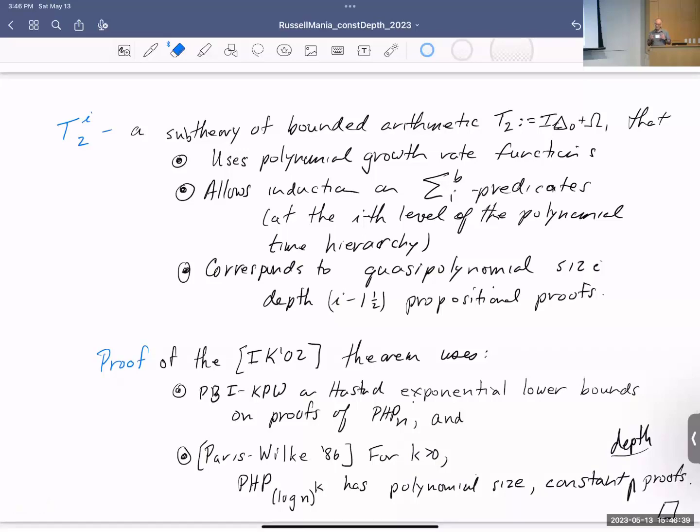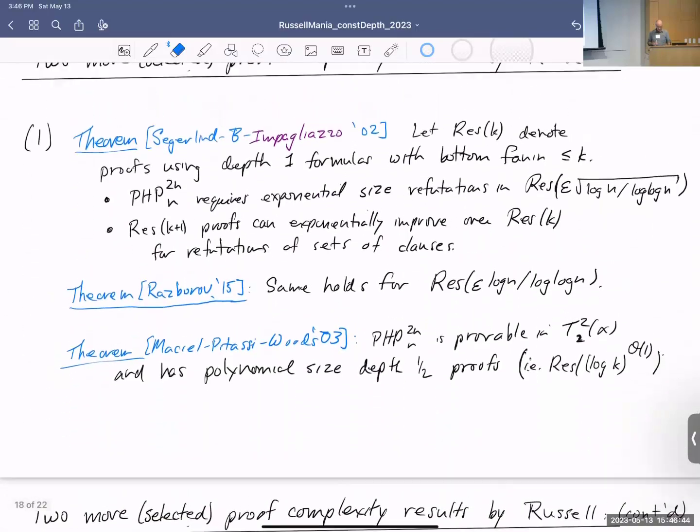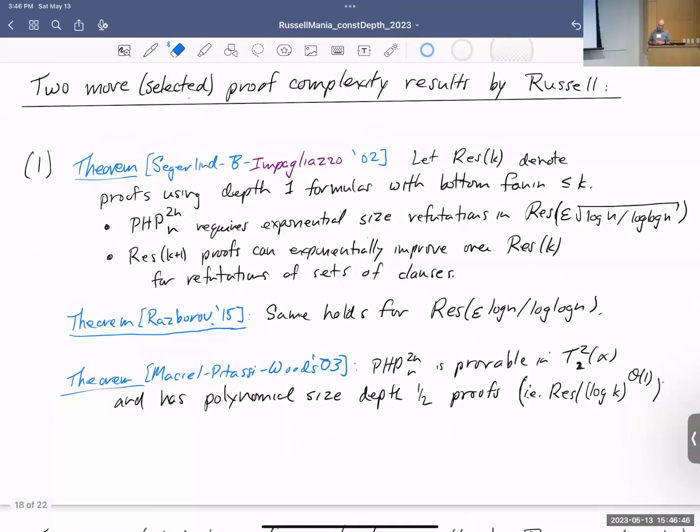I just wanted to mention a couple other theorems of Russell's that I didn't cover. The first one uses switching lemmas. This one is Russell, his student Nate Segerlind, and myself, from 2002. Res(k) is proofs with depth 1 formulas with bounded fan-in at most k, where k is not constant here. This weak pigeonhole principle that I mentioned before requires exponential size refutations in Res(epsilon square root of log n over log log n).